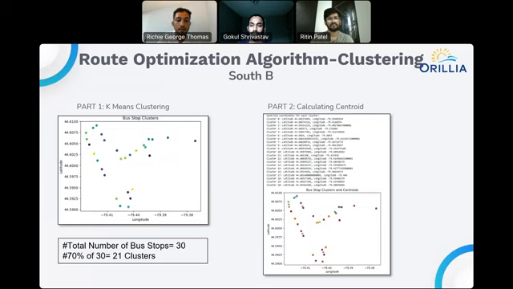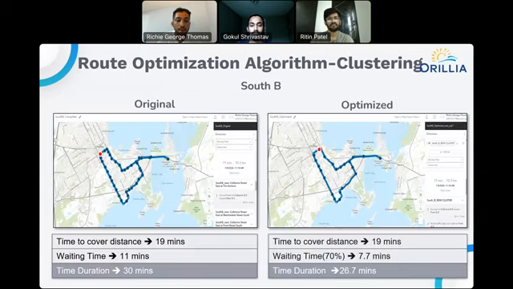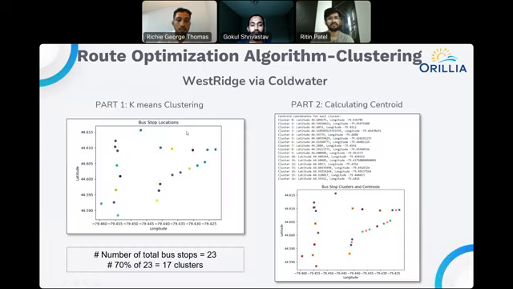And for South B, the total number of stops was 30 and we reduced it to 21. We can see the total time for South B is 90 minutes, but we reduced the waiting time and it was 10.7 and the total duration is 26.7. Now, Ritin will carry on with the rest of the presentation.